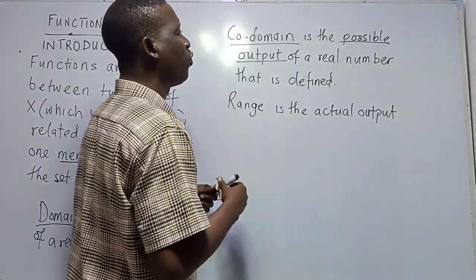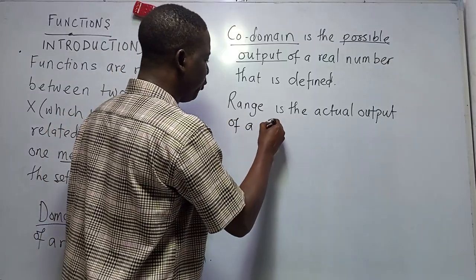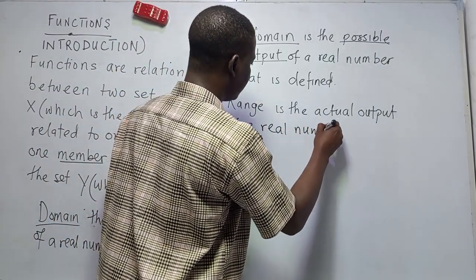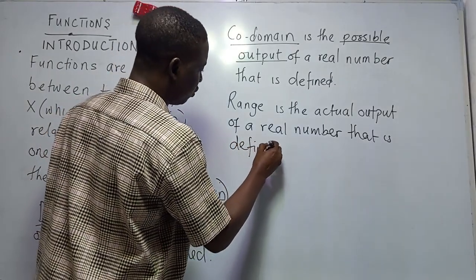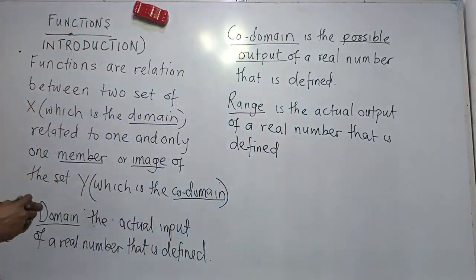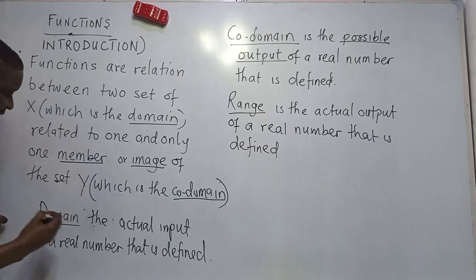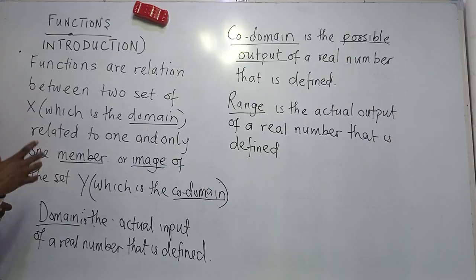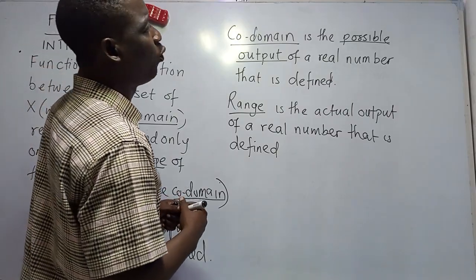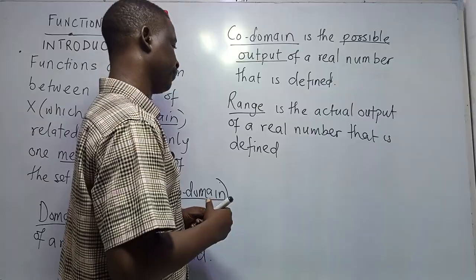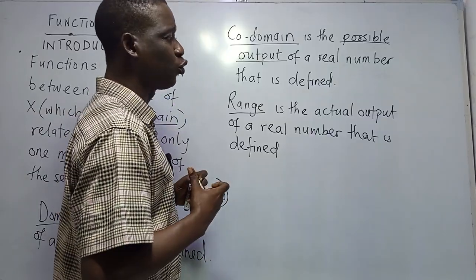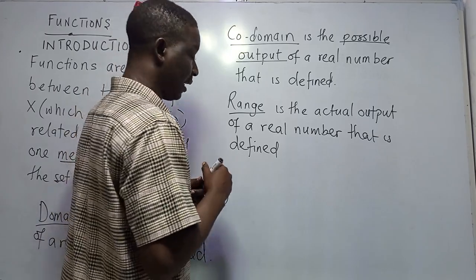Now, the range is the actual output of a real number that is defined. I've mentioned three things under just the definition. I said the domain is the actual input of a real number that is defined. I said the codomain is the possible output of a real number that is defined, while the range is the actual output of a real number that is defined.